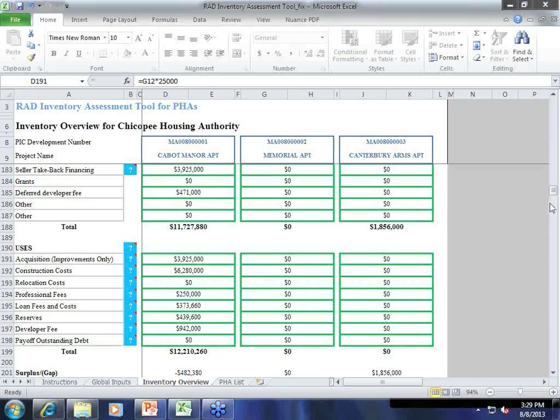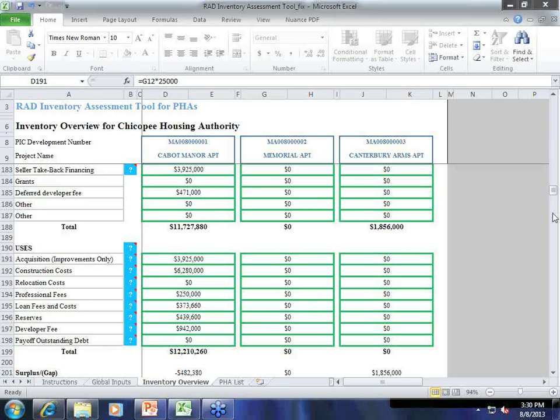Let's see who else we have. Stephen Rothfeld. Stephen, you there? Yes. Hey, Stephen. Hey, how are you? Good.